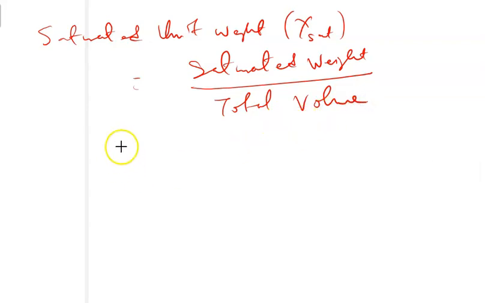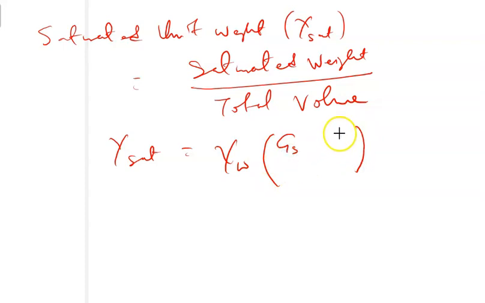And if we express this, our gamma sat will be equal to gamma W into the water. We open our brackets, multiply by specific weight plus our void ratio over 1 plus our void ratio. So this becomes our equation 10b, and that one is 10a.